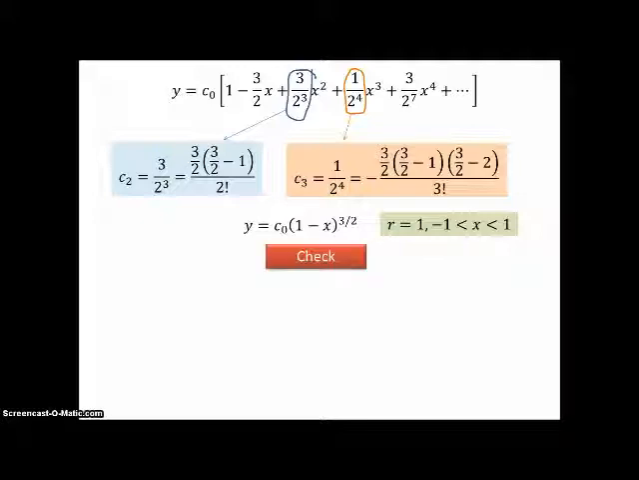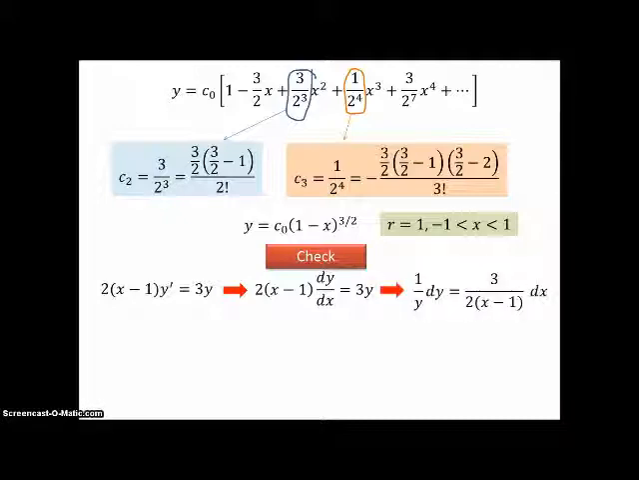Now let's check, because this particular equation can be solved by separation of variables. So there it is written with Leibniz notation. And then we separate the variables and get 1 over y dy equals 3 over 2 times x minus 1 dx. Alright, so now we integrate and we get log of the absolute value of y equals 3 halves log of the absolute value of x minus 1 plus c.